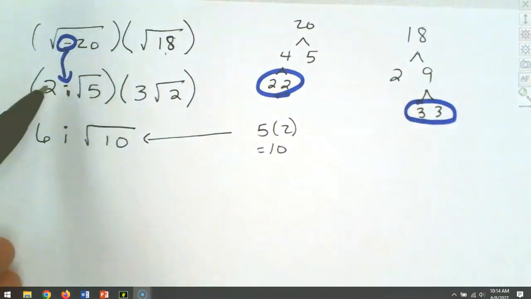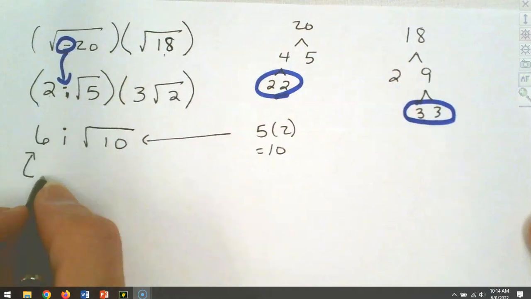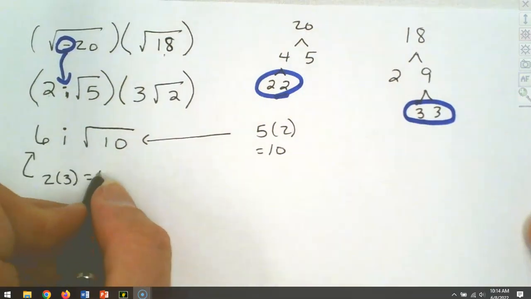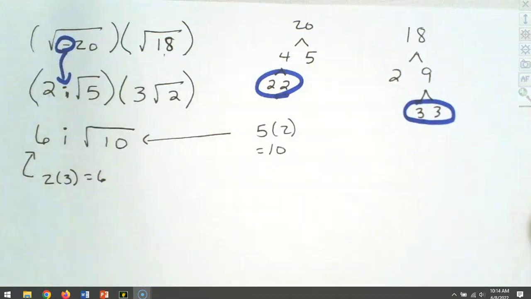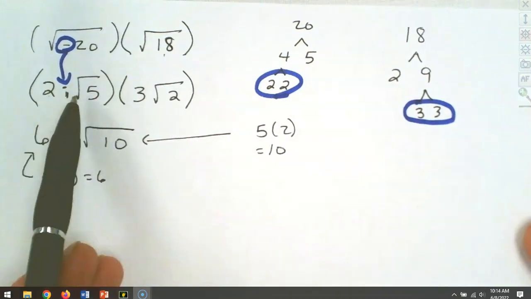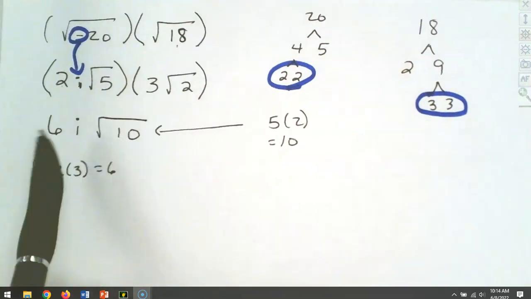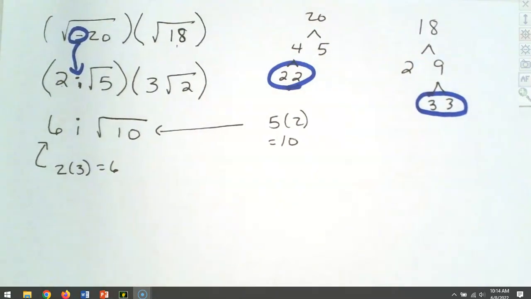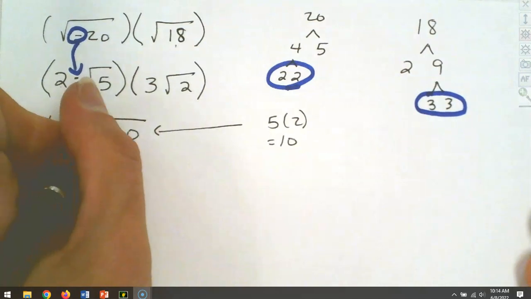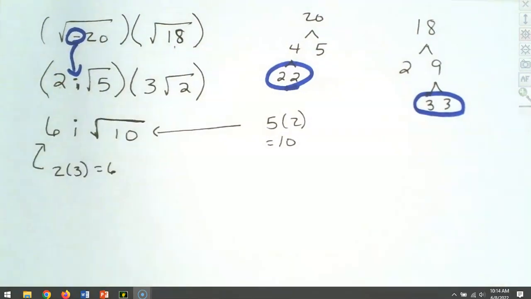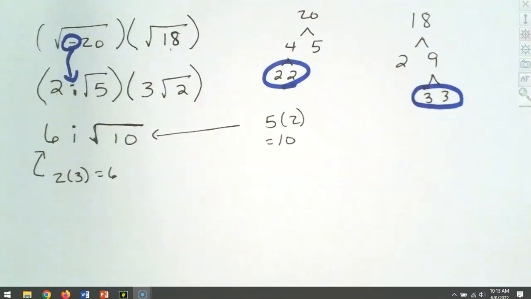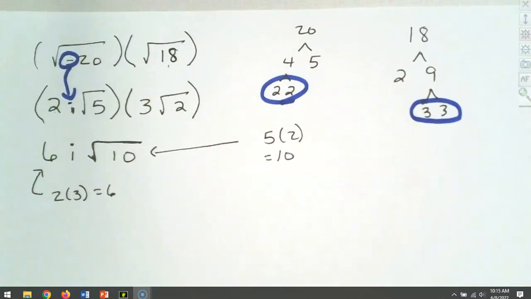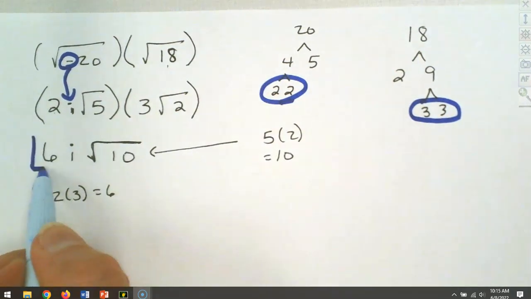So you multiply what's out in front. 2 times 3 makes it the 6. So that's the piece out in front. Whatever's underneath the roots, those multiply together. There's no i squared because there's just one i, so it stays as a 6i square root of 10. So that would be your final answer on that. So if I gave you those two to multiply together, that's what it would come out to be.